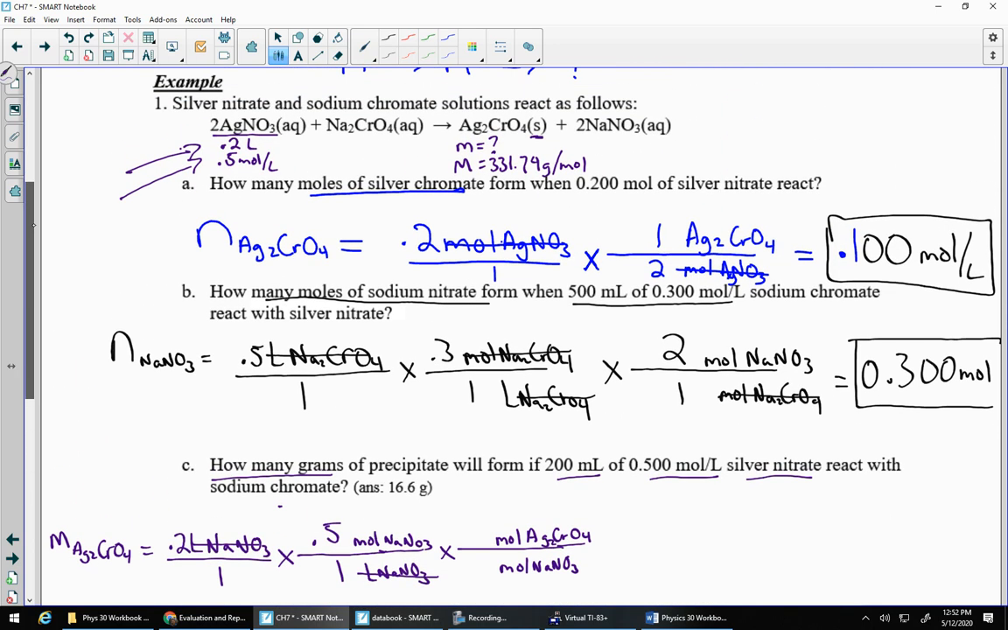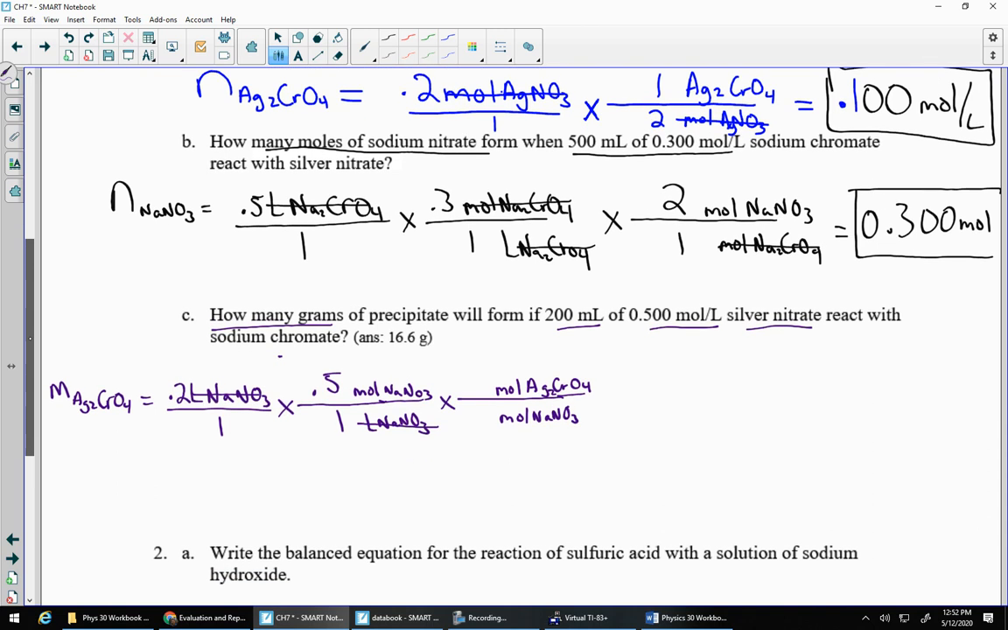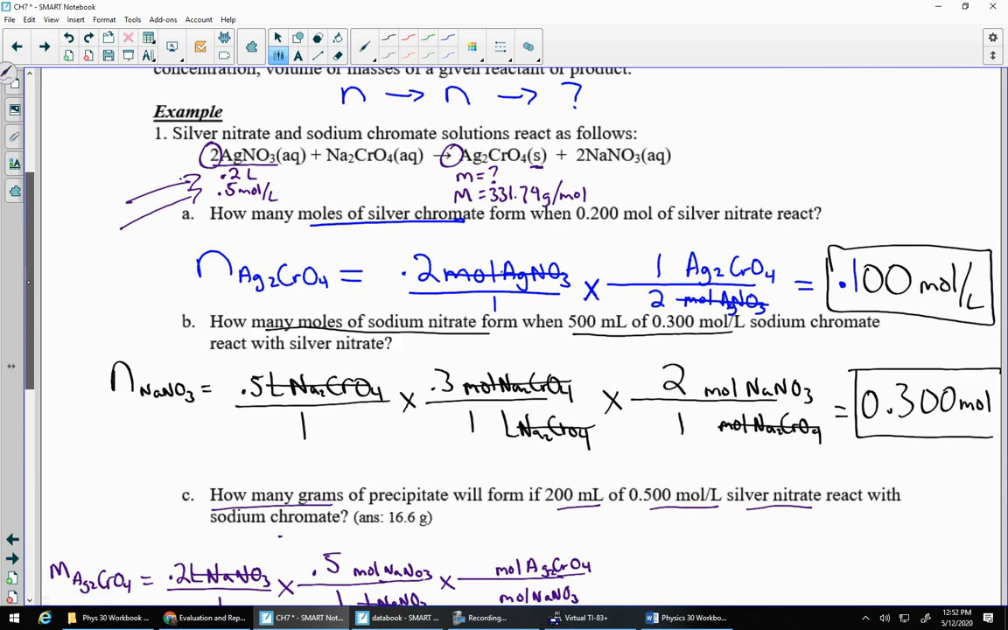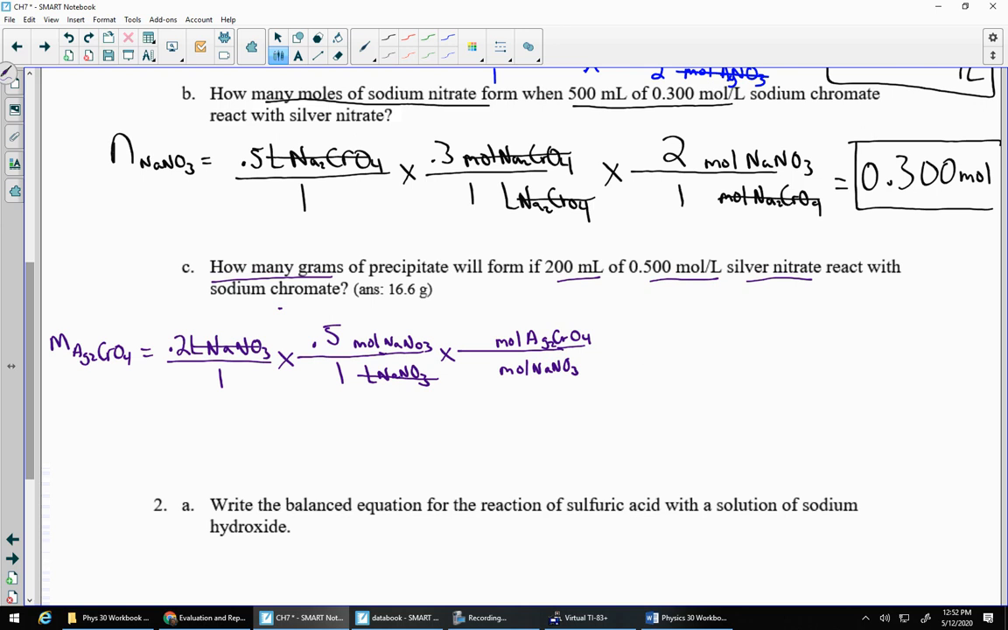Let's check it out here. There is a 2 in front of the silver nitrate and a 1 in front of my silver chromate. Oh, I think I screwed something up there. It's not sodium. Dang it. It is silver. Well, whatever. I'll still put a 2 and a 1, and I'll have to go back and change it. My apologies there, folks.